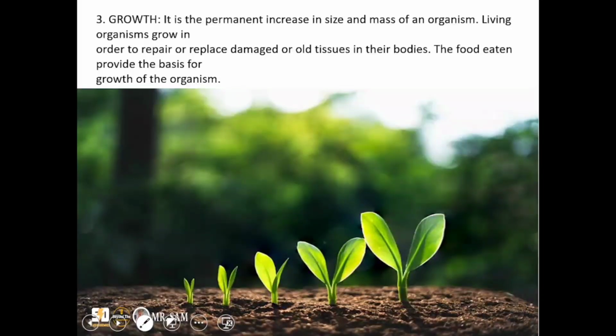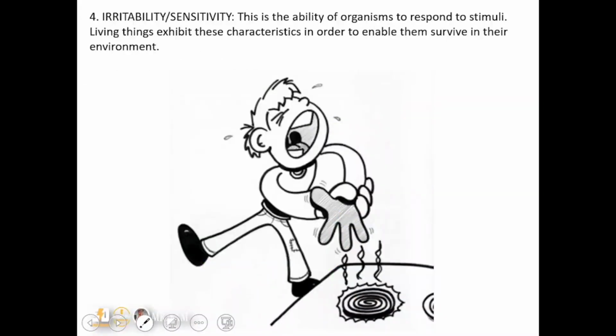Growth also happens in order to replace damaged or old tissues in the body. The food we eat provides the basis for this growth, both in plants and in animals. Obviously, they must grow, and every living thing can react to or is sensitive to stimulus. You can see the diagram of somebody who probably touched something hot. This is the ability of organisms to respond to stimulus. The stimuli can either be the hot object or somebody pinching you, so you react to this. If you're not sensitive in some way to your environment, then you most likely may not survive in that environment. So we call it irritability or sensitivity.